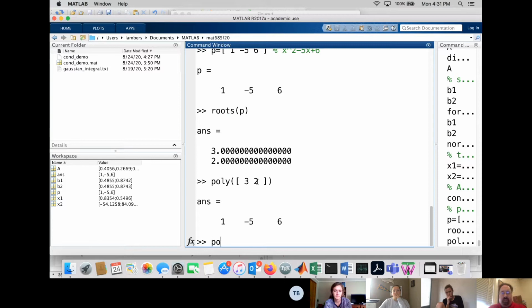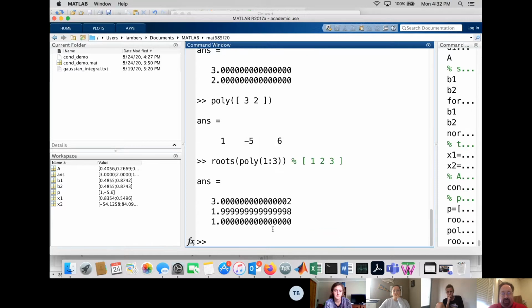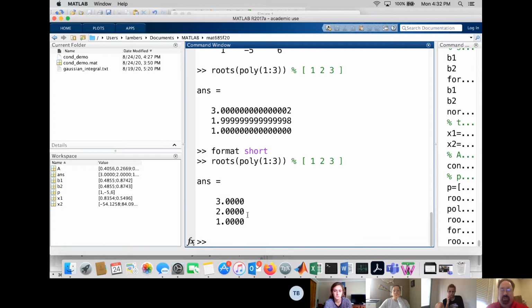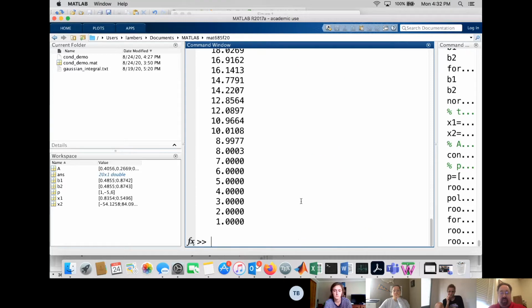So you might think, okay, if I do roots of poly of 1 to 3, here's the colon operator that comes up in the tutorial, this is a vector 1, 2, 3. I should get 1, 2, 3 back. I mostly do. There's a little bit of rounding error there. I bet if I did format short. Yeah, so essentially it's 1, 2, and 3. Now, what about 1 to 20? I should get the numbers 1 to 20 back. Not so much. That didn't go well.